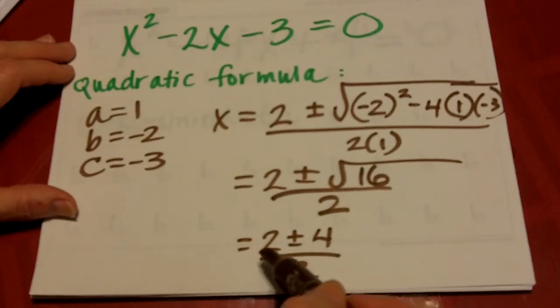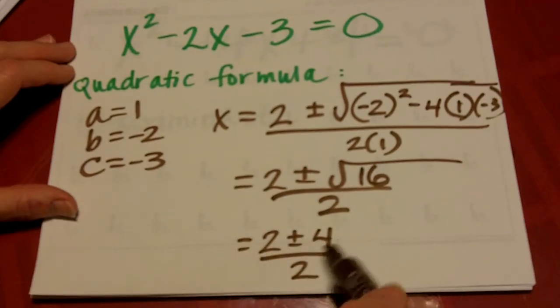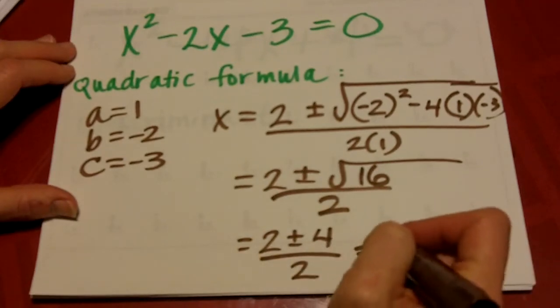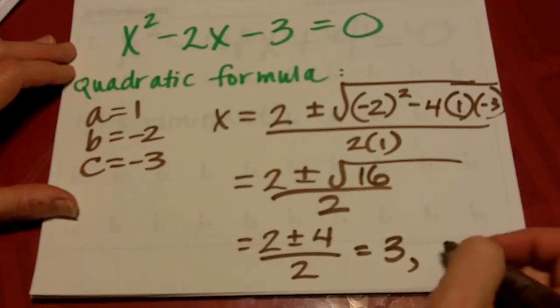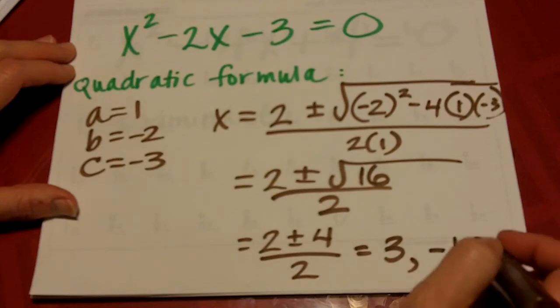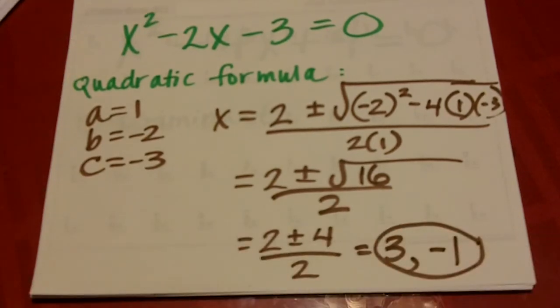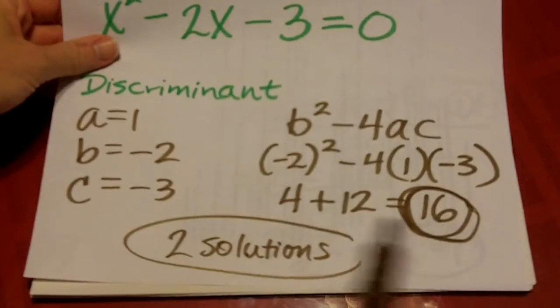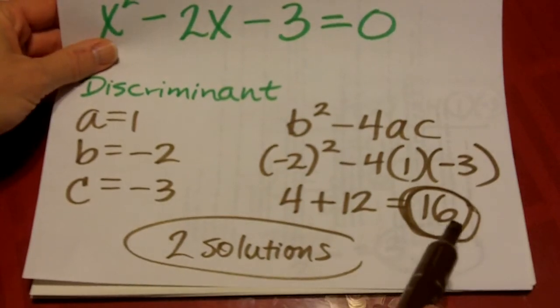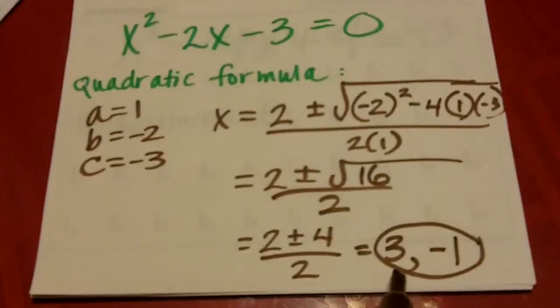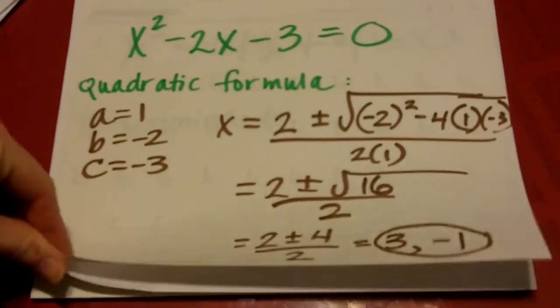And we know that 2 plus 4 is 6. 6 divided by 2 equals 3. 2 minus 4 is negative 2. Divided by 2 is negative 1. And if you recall, our discriminant told us that we would have two solutions because our discriminant is a positive number. So there are our two solutions.